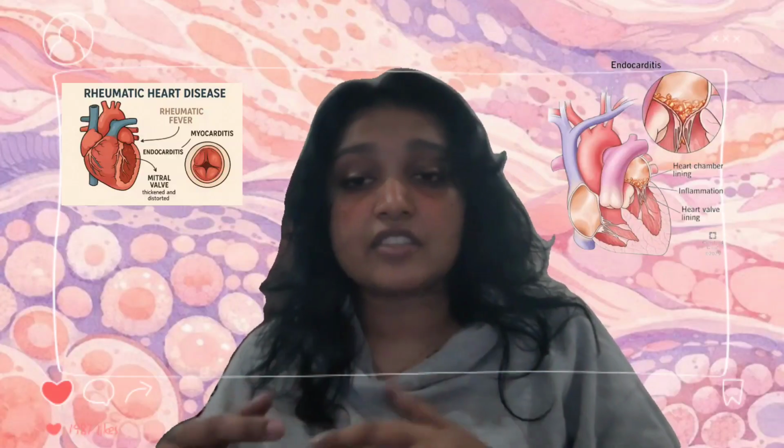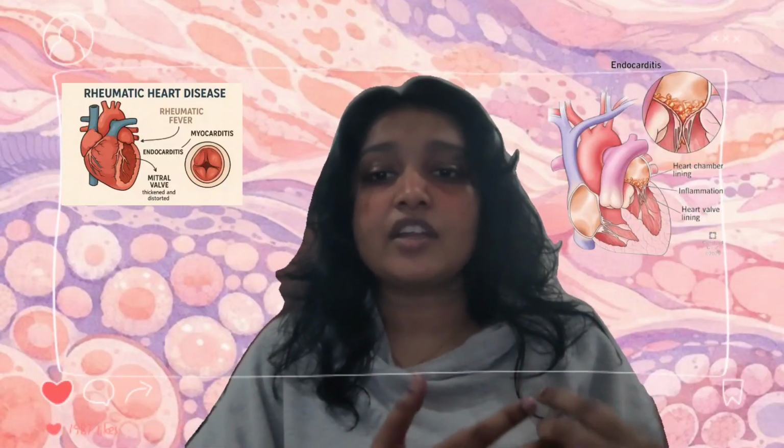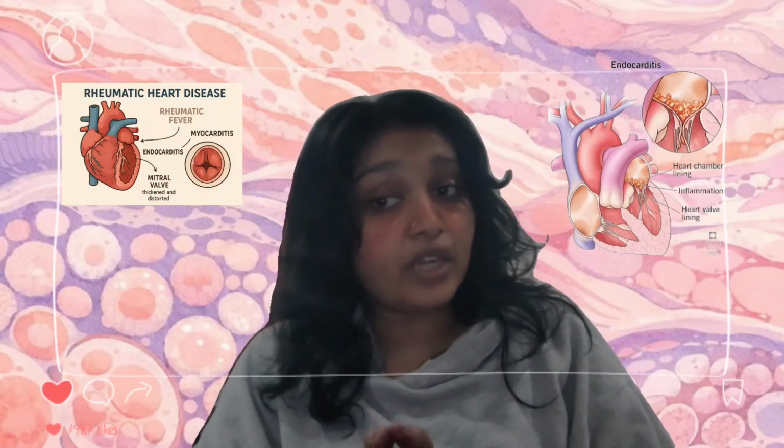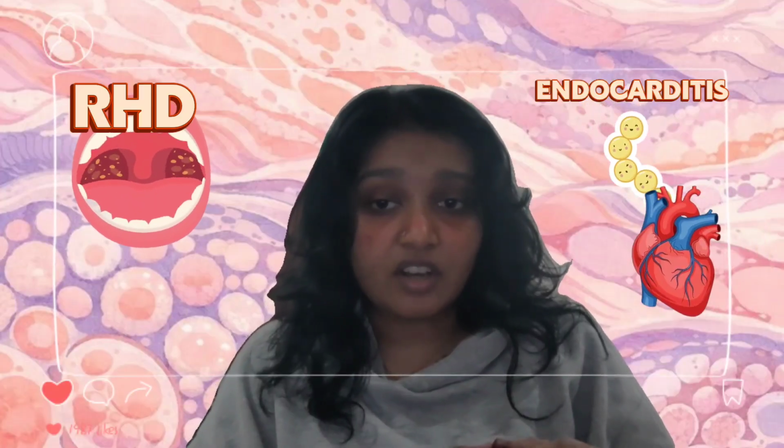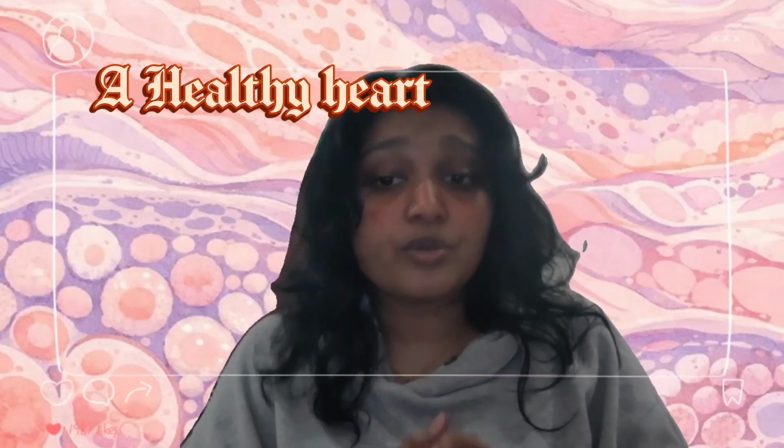Okay, to wrap things up, we have seen how rheumatic heart disease and infective endocarditis can seriously affect the heart in different but equally dangerous ways. RHD often begins after an untreated throat infection and can quietly damage the heart valves over time, while endocarditis is more of an acute invasion where bacteria directly infect the heart lining and valves. Even though their causes differ, both remind us of one key message: prevention, early detection, and timely treatment are crucial to protect the heart. So let's take this condition seriously, because a healthy heart truly means a healthier life.